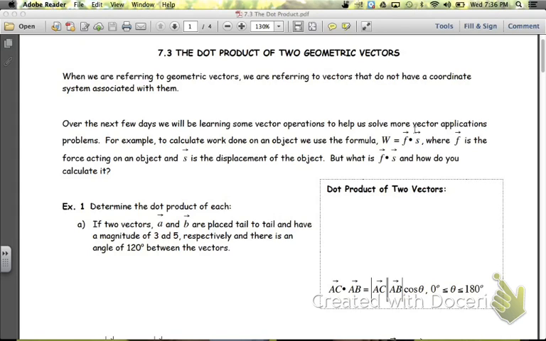As you can see here, the dot product between AC and AB is just the magnitude of the vector AC and the magnitude of the vector AB times cos theta, and theta is between 0 and 180 degrees. When discussing this, we want to know, when will we actually use this? How do we calculate it? We're going to look at examples of that.